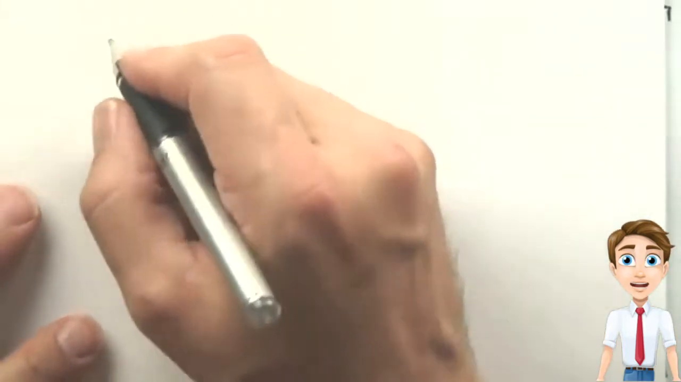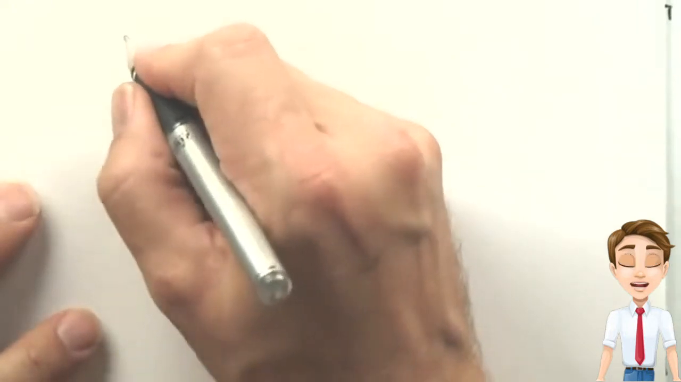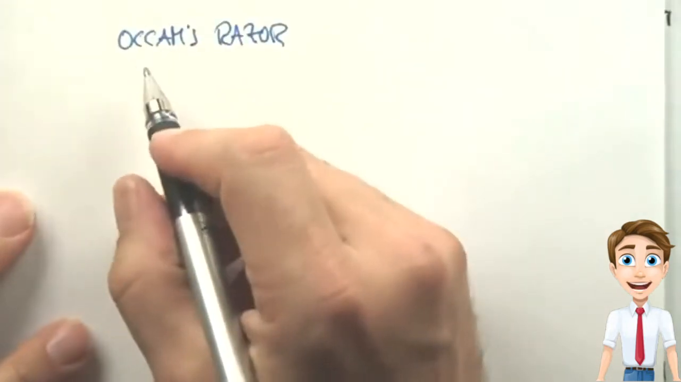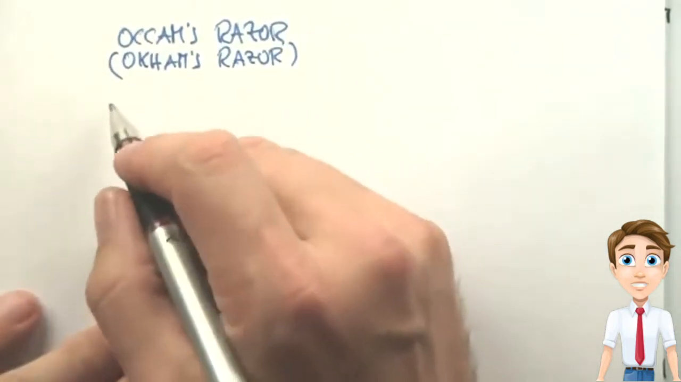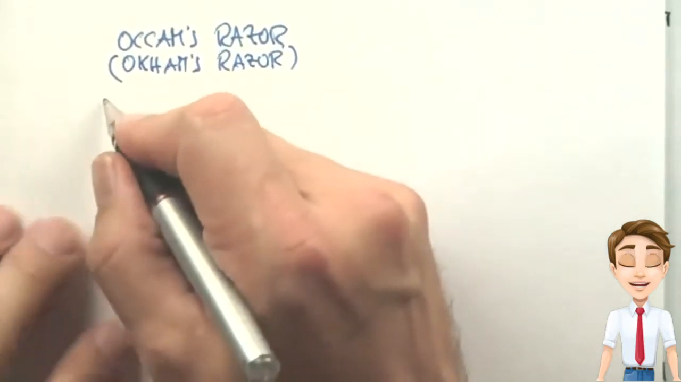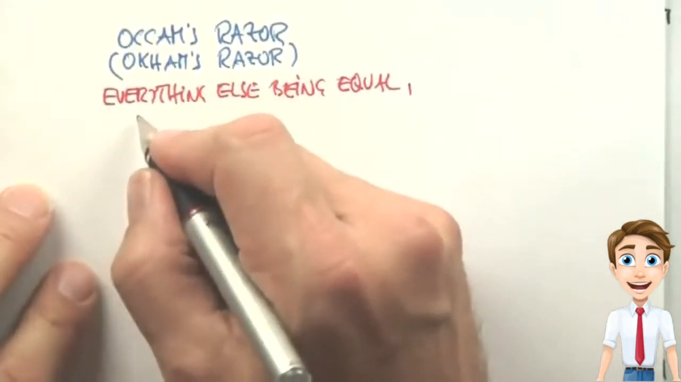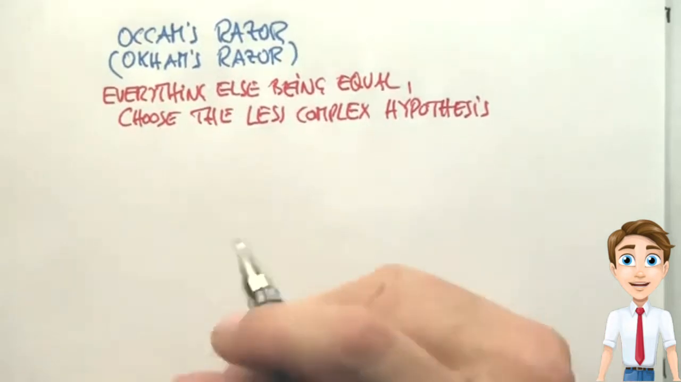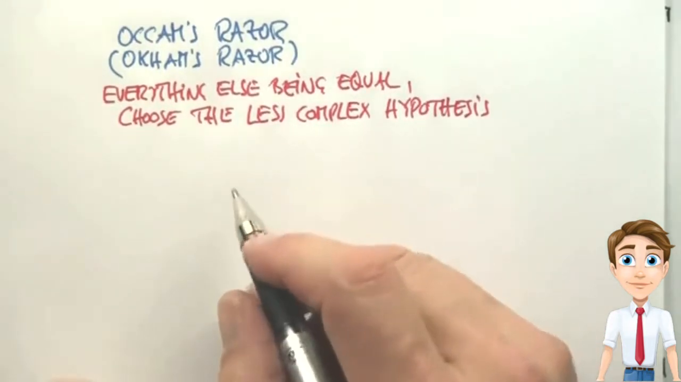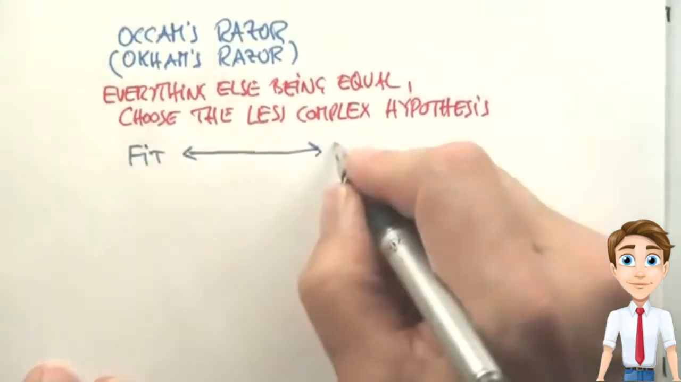The reason why I asked this quiz is because of something called Occam's razor. Occam can be spelled in many different ways. And what Occam says is that everything else being equal, choose the less complex hypothesis. Now in practice, there's actually a trade-off between really good data fit and low complexity.